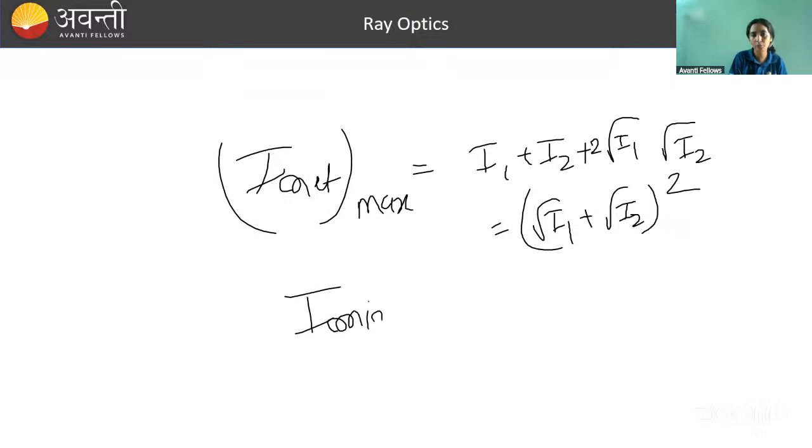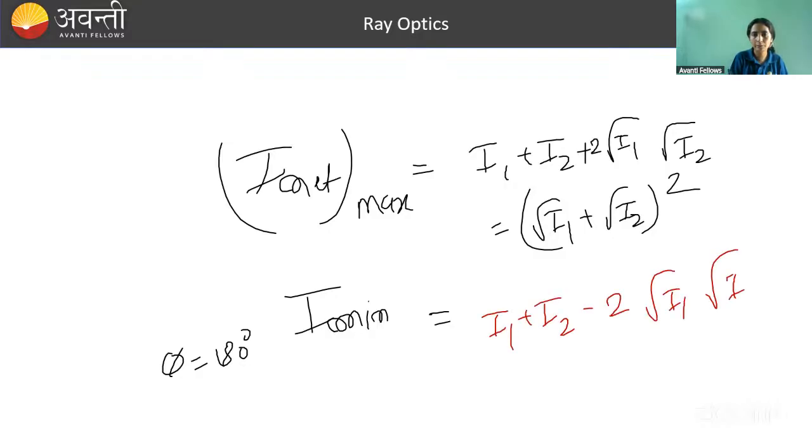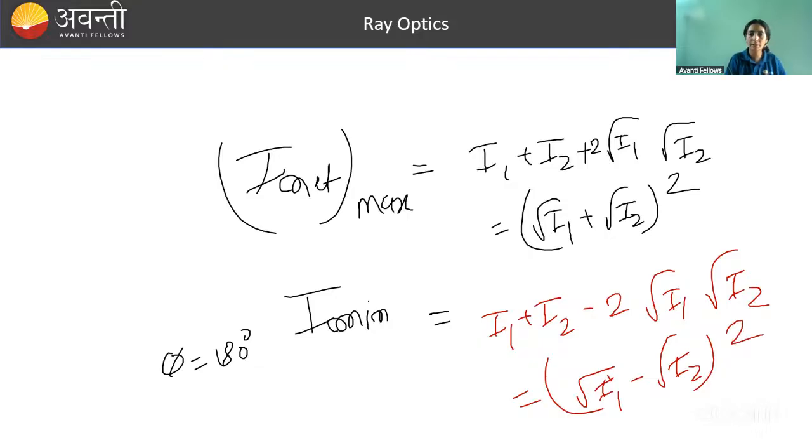I net minimum you will get when phi is what? 180 degrees. So for that case it will be i1 plus i2 minus 2 root i1 root i2. So this can be written as root i1 minus root i2 whole square. So this is how you can remember the formulas.